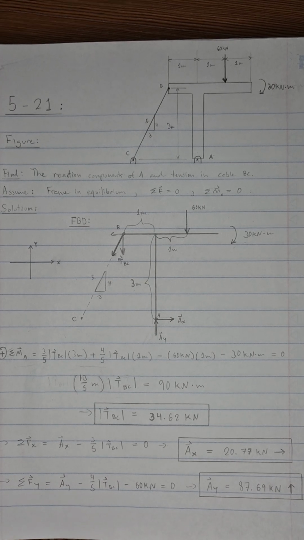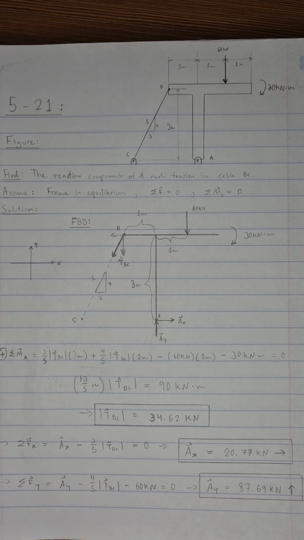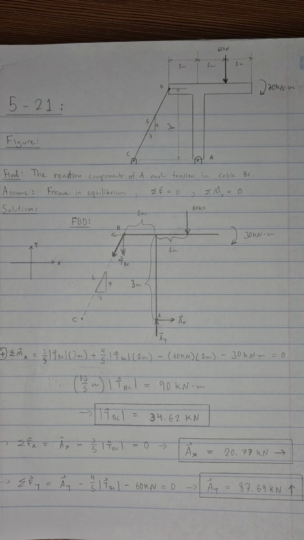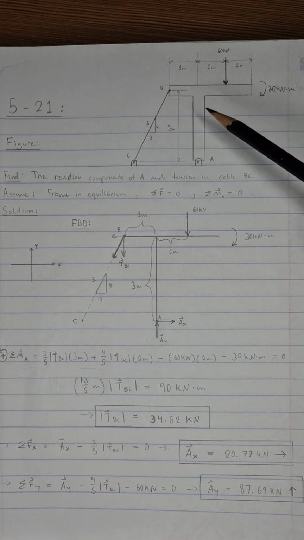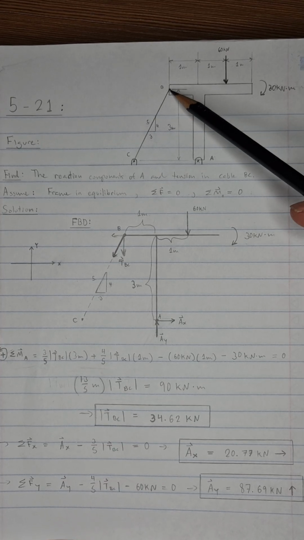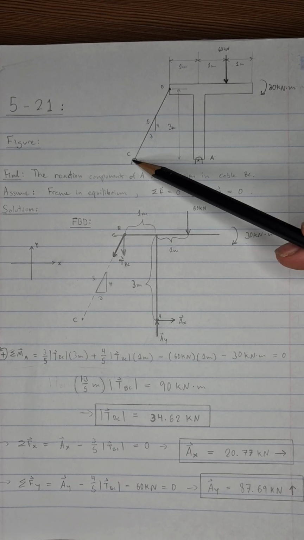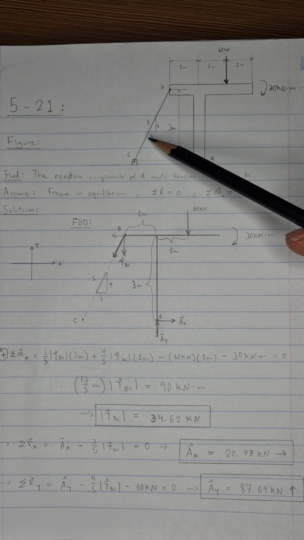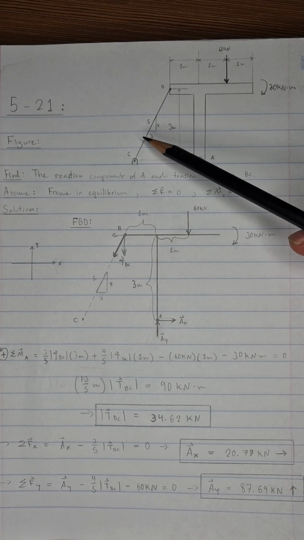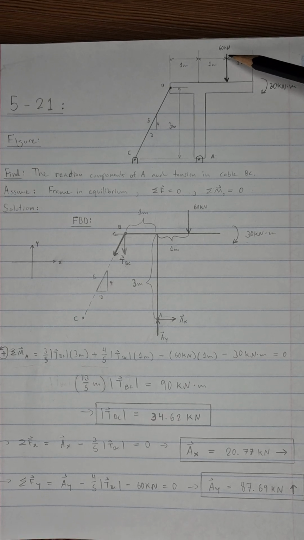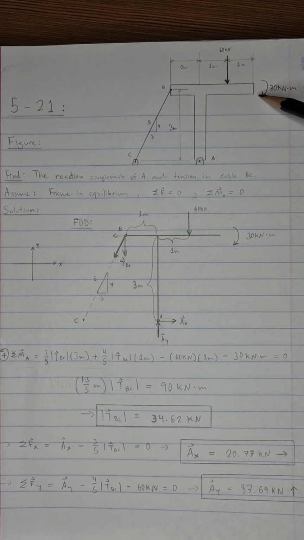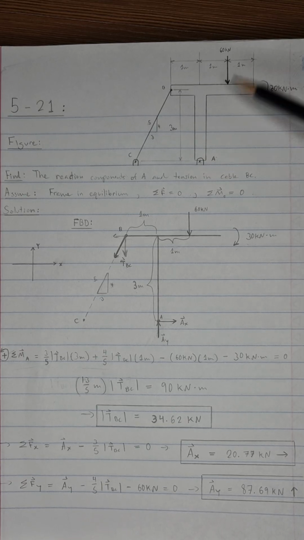Alright, so this is a quick walkthrough of problem 5-21 out of the 12th edition Statics by Hibbeler. And this one's not too bad. We've just got a frame here, and it's supported by a cable from point B on the frame to a support C. And the orientation of that cable is given in terms of a 3-4-5 triangle. There's an applied force, an applied moment, and it's pinned at support A.